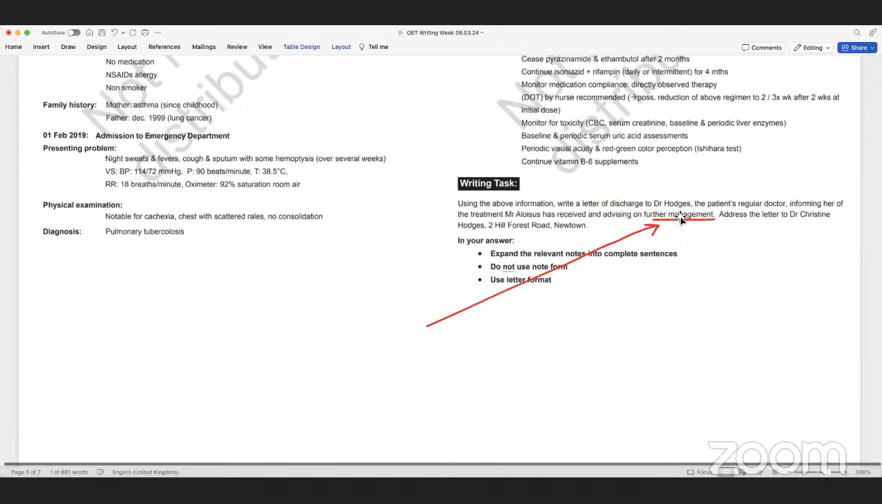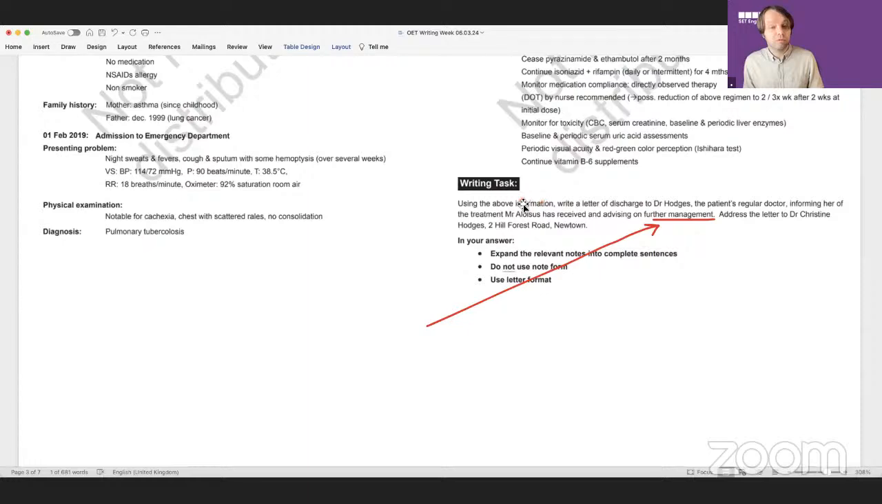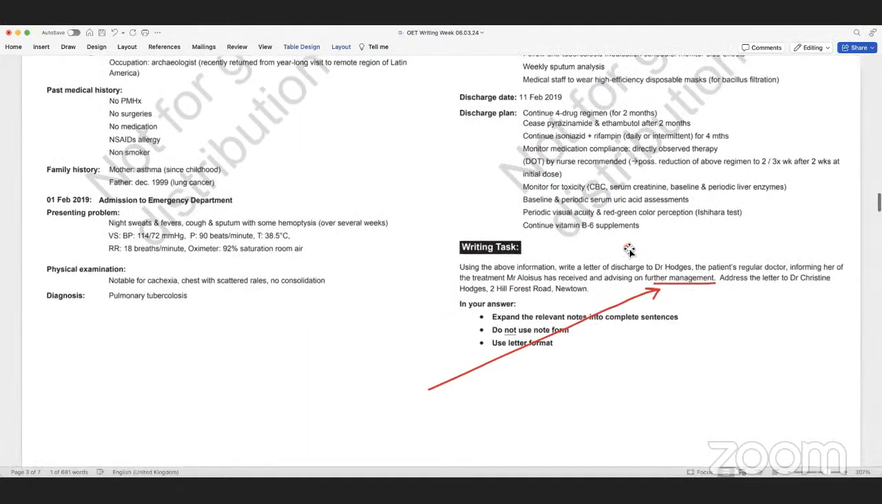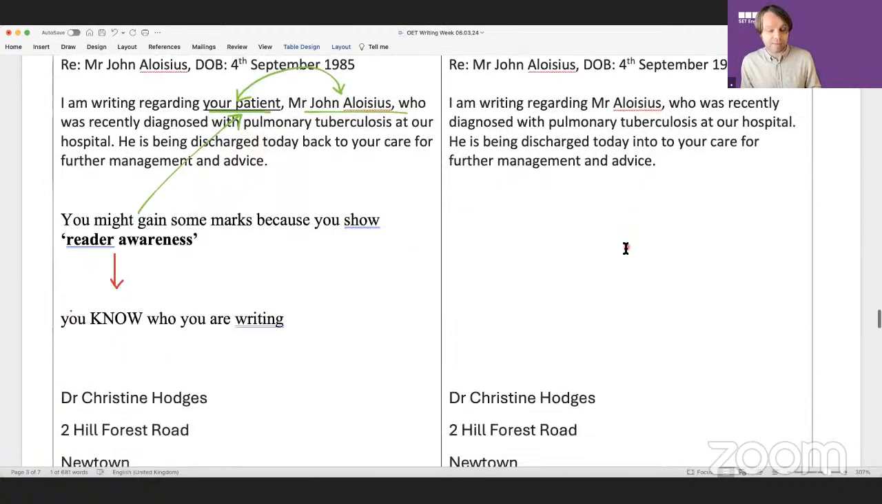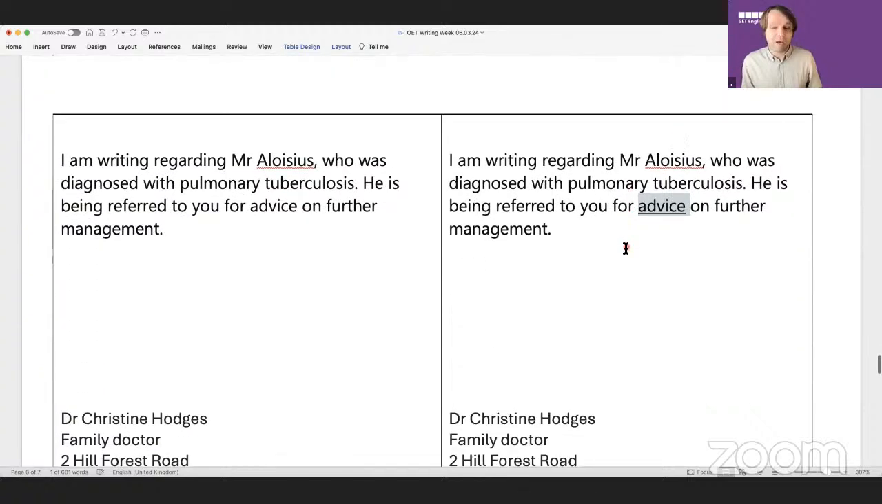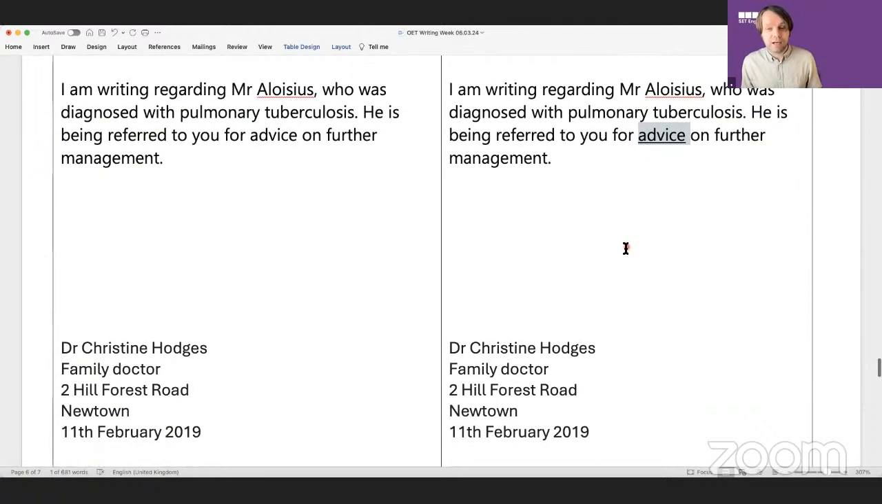But so you were advising him on further management. Yeah, that makes sense. Yes. We have to be careful here, right? We cannot make a mistake with the purpose. I think it's okay. All right. So you can just say further management or you can say advice. I think it's fine. Okay, so this is fine.